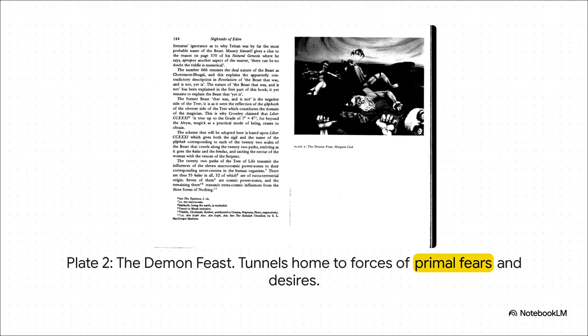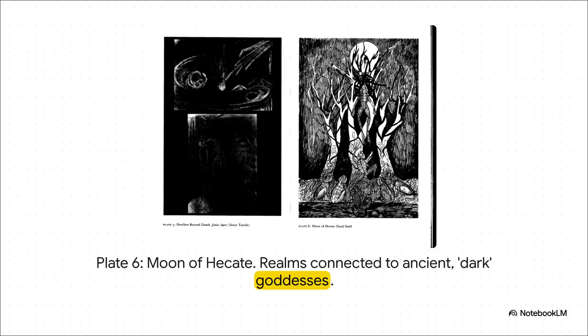So what kind of stuff do you find down in these tunnels? Well, this image from the book called The Demon Feast kind of gives you the vibe. These tunnels are teeming with forces that represent our deepest fears, our rawest desires, all the stuff society tells us to lock away and forget about. And Grant's a master at this. He connects this whole psychic landscape to ancient myths, especially to these old, forgotten, so-called dark gods and goddesses, like Hecate, the queen of witchcraft and crossroads. He's basically saying these old gods never left. They just went underground, into our subconscious.